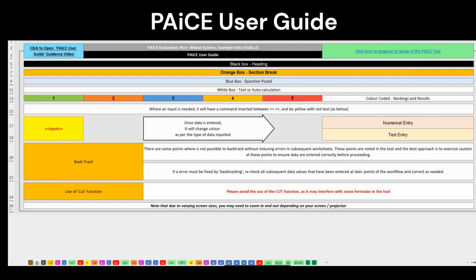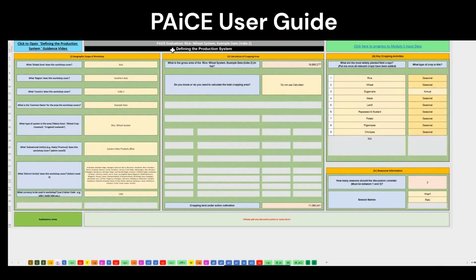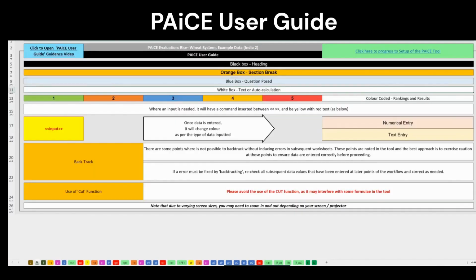As an example, if we go into our first module, what we can see here is that we have our heading in black, where we're defining the production system. We have our subheadings in geographical scope, calculation of cropping area or key cropping activities, and then we have our questions posed in the blue. White simply means that the text has already been added or has been calculated, and where there are rankings or other things, we will see a color coding.